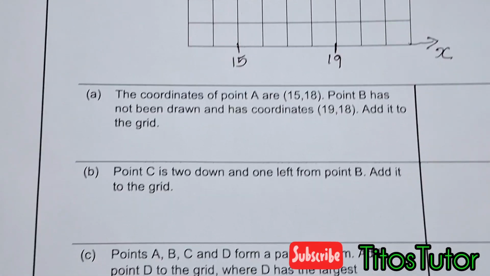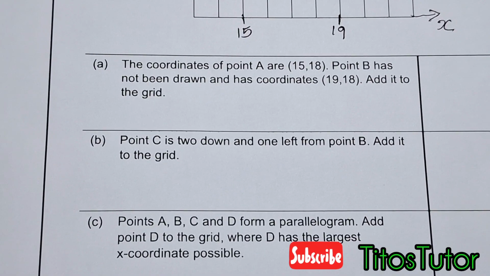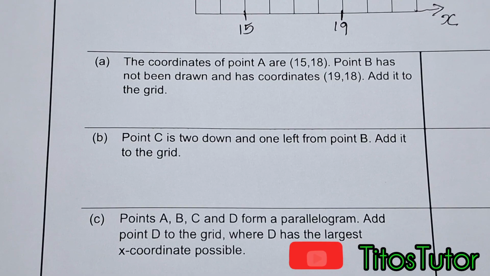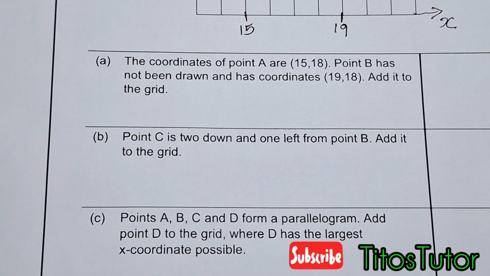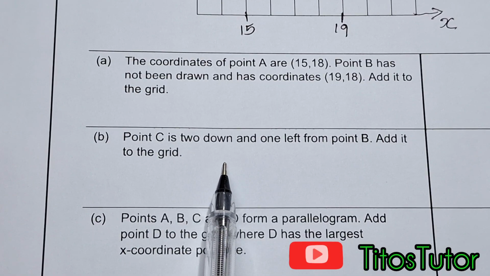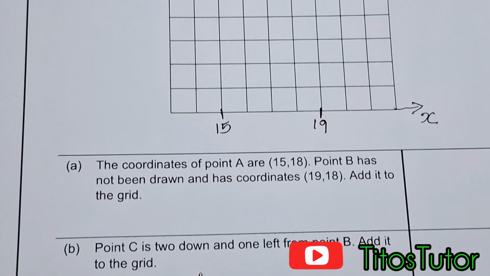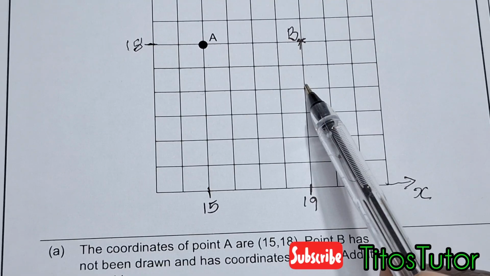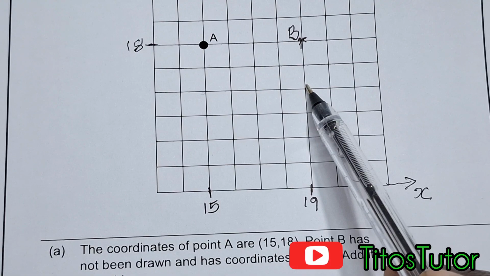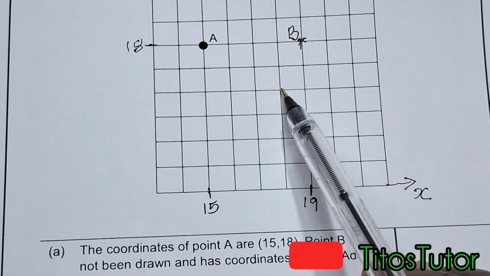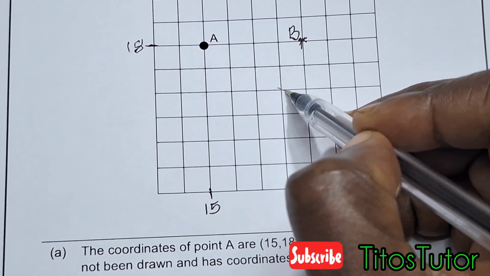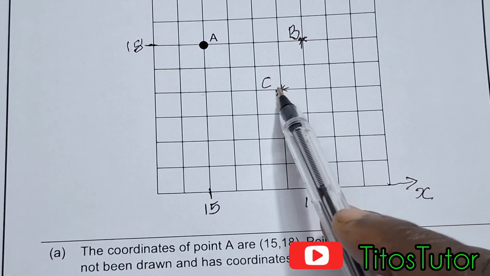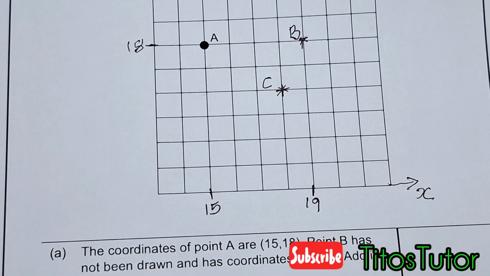So let's keep going. It says that 14B, point C is 2 down and 1 left from point B. Let's go. We are going 2 down and 1 left. So this is point B. 2 down, 1, 2. That's down. And 1 left this way, just 1 left. So here is my point C. So I went 2 down and 1 left. This is my point C. Okay.